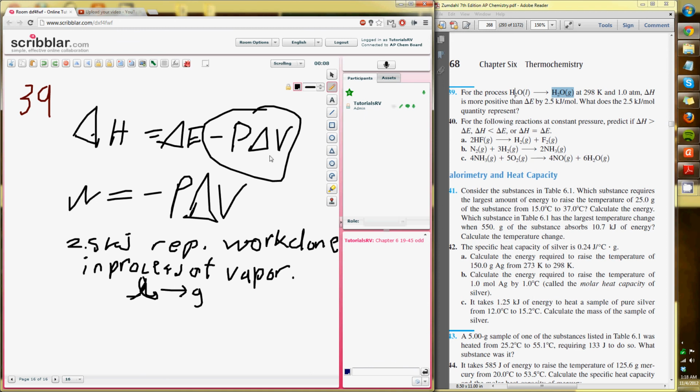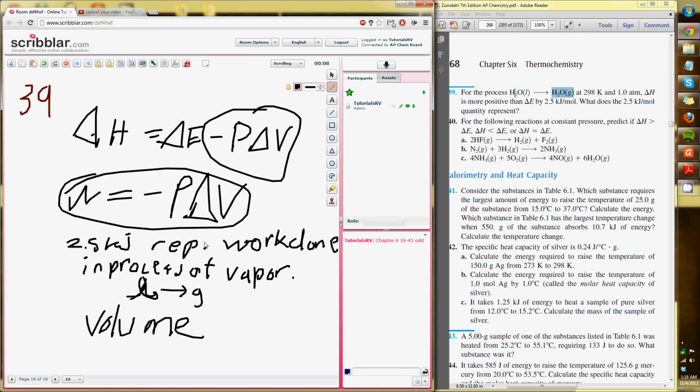And of course, you gotta copy the back of the book, and I guess they say volume increases, which makes sense because liquid to gas, volume obviously increases. The general concept that you need to understand is that work is done. Work is equal to negative P delta V, and the relationship between delta H and delta E is that delta H equals delta E minus P delta V, with the work done.